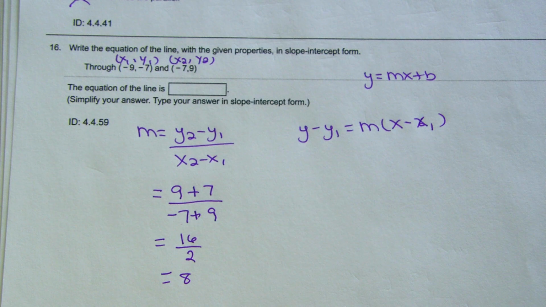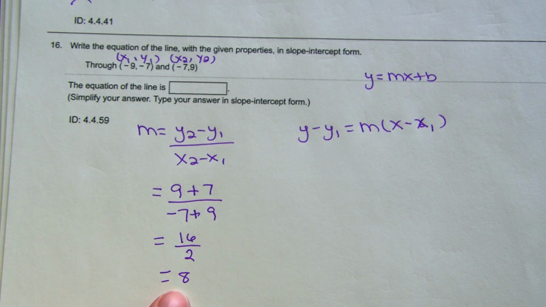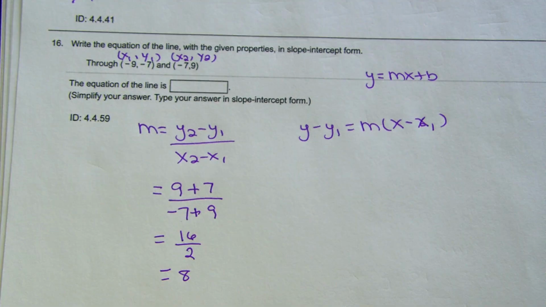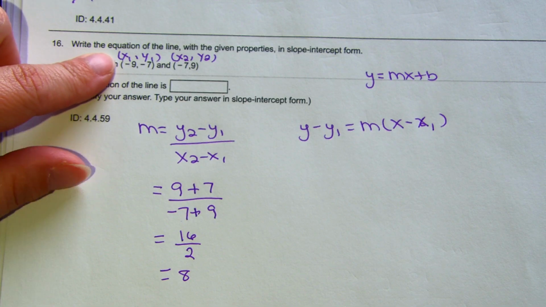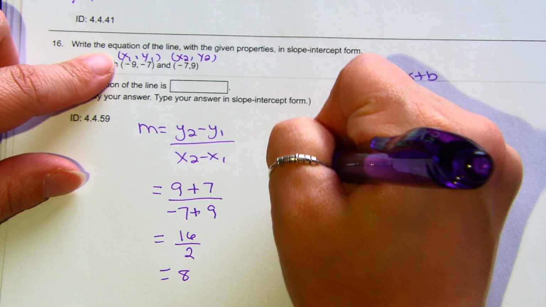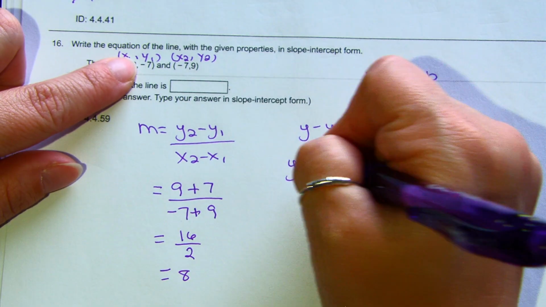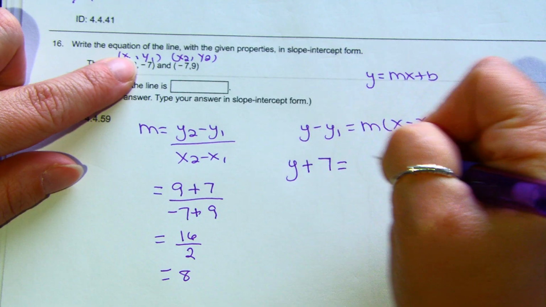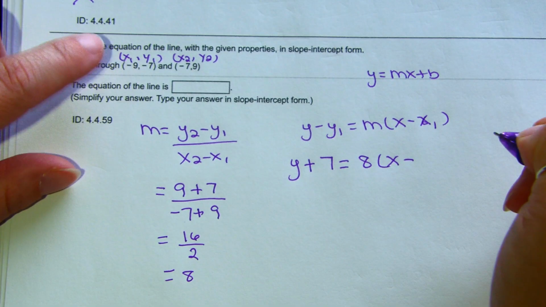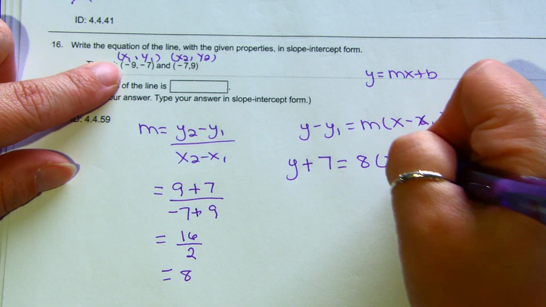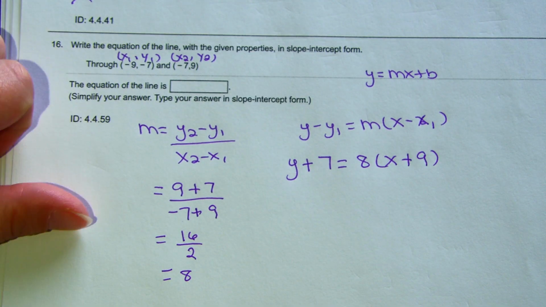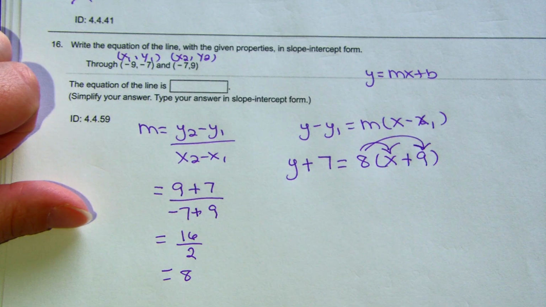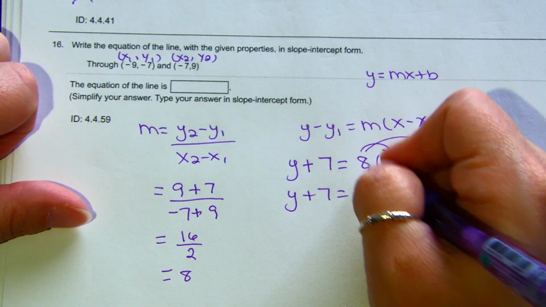So y minus my y1, which is negative 7, so a minus minus becomes a positive. My slope was 8. x minus my x1, again, minus minus becomes a positive. Now I'm going to distribute that 8 to get rid of the parentheses. So I have y plus 7 equals 8 times x is 8x, 8 times 9 is 72. Subtract the 7 from both sides, and I get y equals 8x plus 65. That is the equation of the line through these 2 points. So it'd be y equals 8x plus 65.